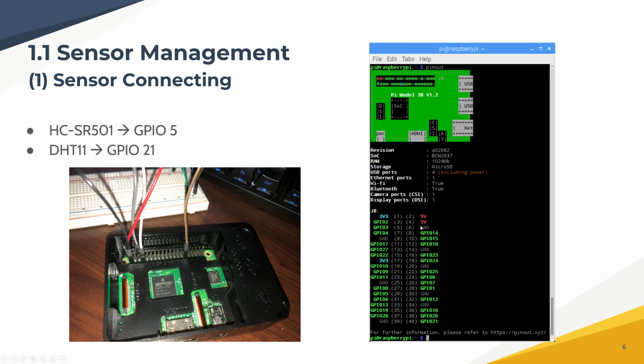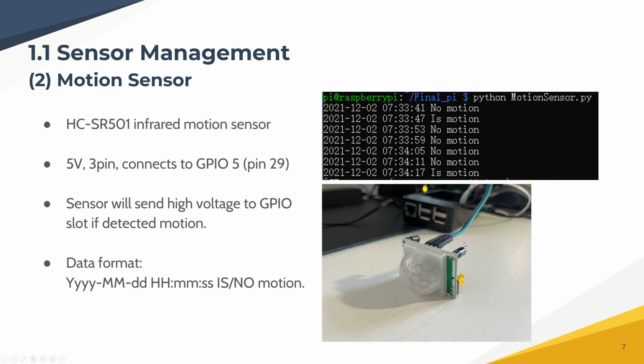So basically, the graph on the right shows the GPIO slots. We have the motion sensor connected to GPIO5, which is pin 29. And also we have the DHT11 connected to GPIO21, which is pin 40.